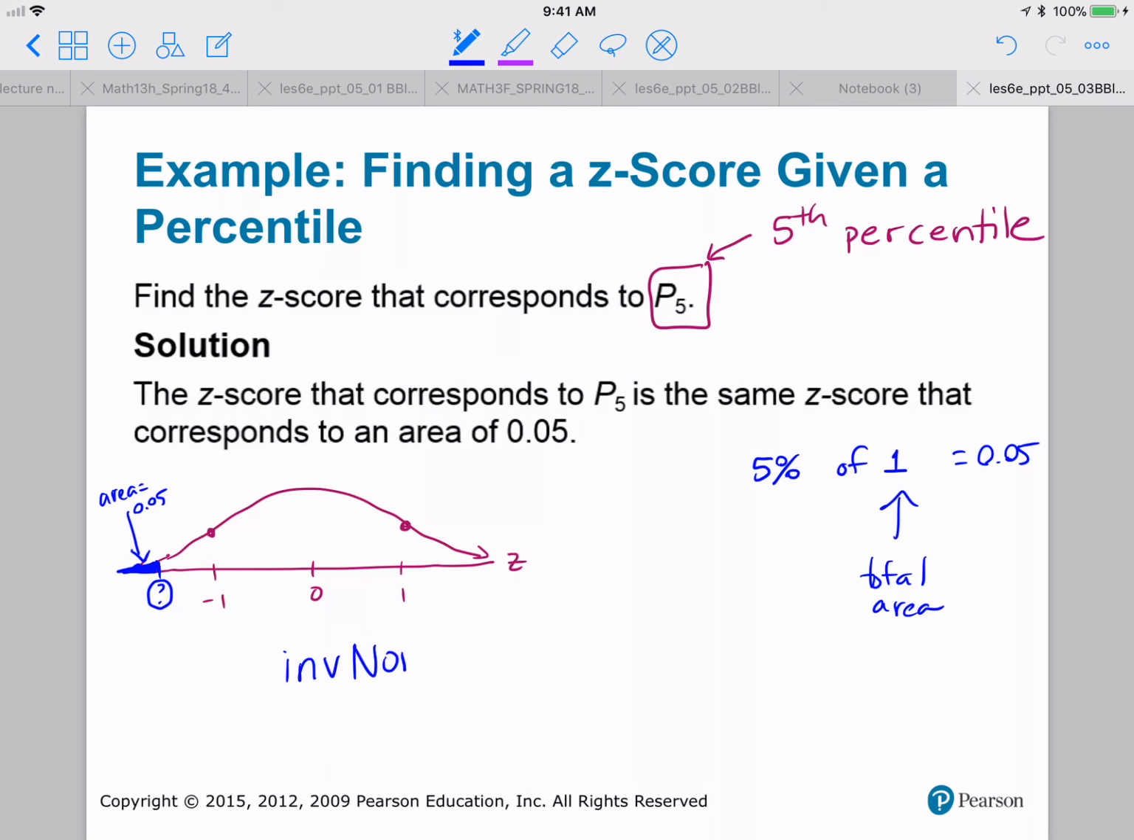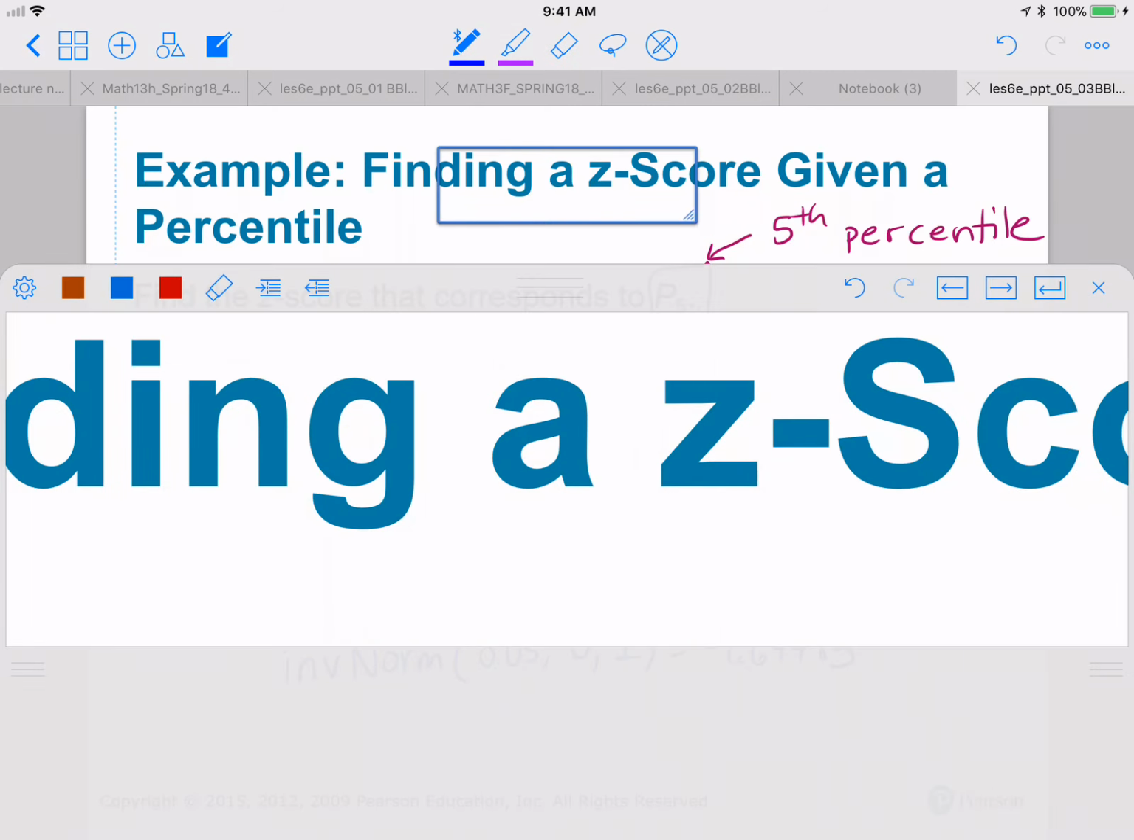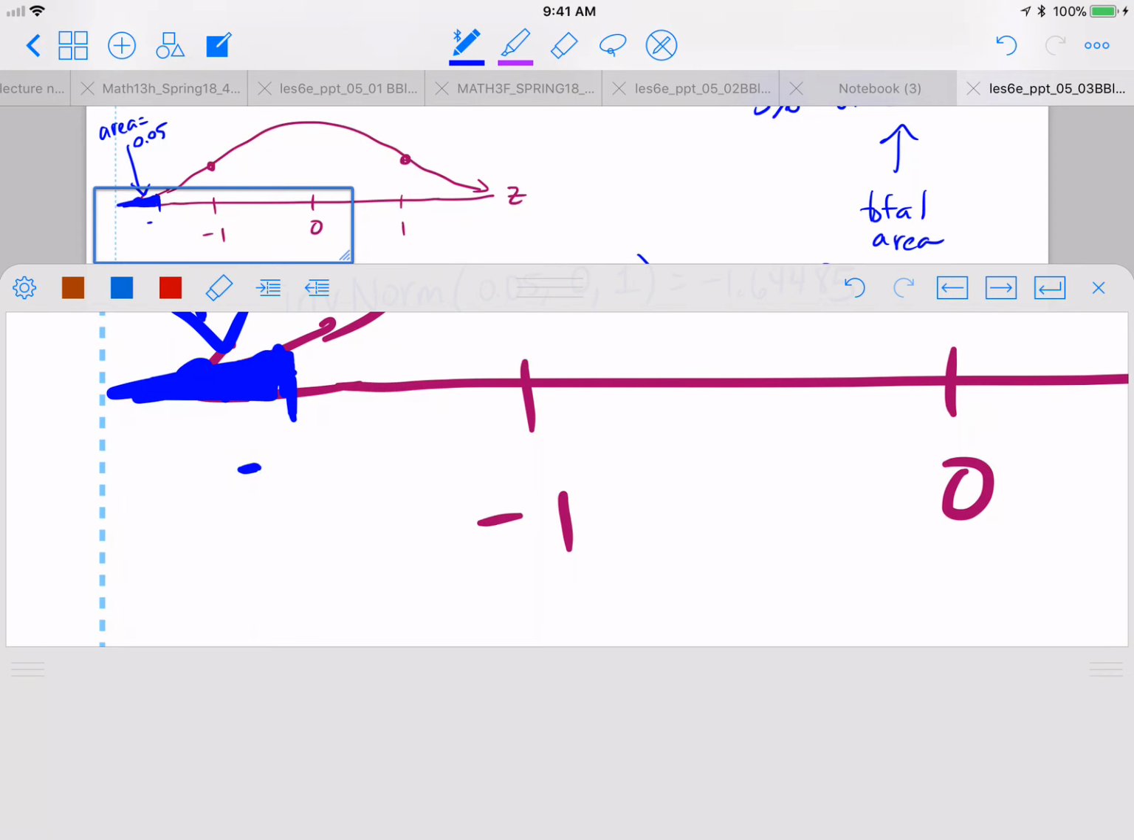So I'm going to put in inverse norm. For my cumulative area, it'll be 0.05. For my mean, it'll be 0. For my standard deviation, it'll be 1. And I get, so second vars, inverse norm. For my area, 0.05. For my mean, 0. Okay, paste. Negative 1.64485. Okay, all right. Good to know. So let's zoom in. And this should be negative 1.645.